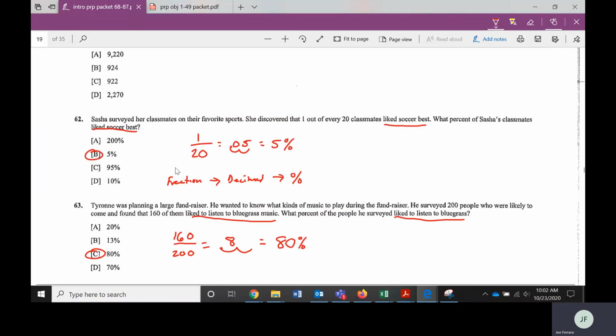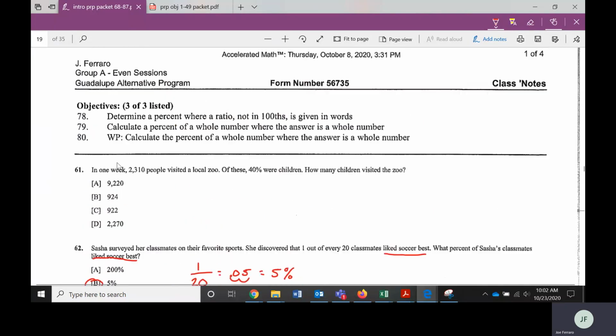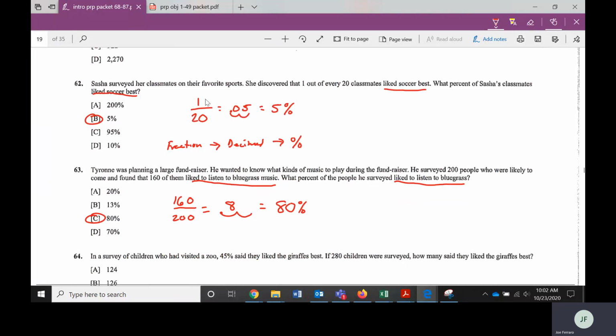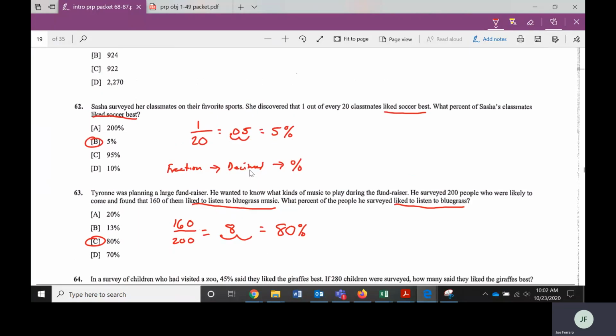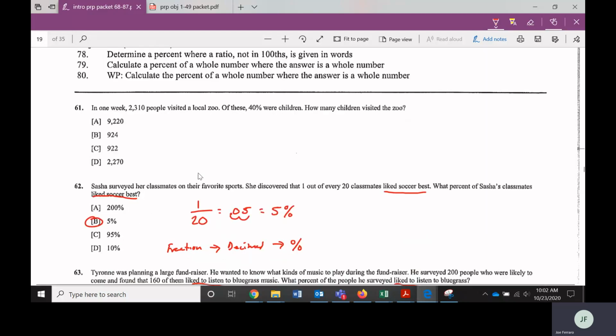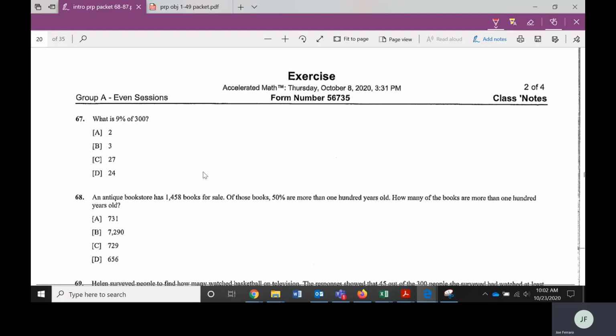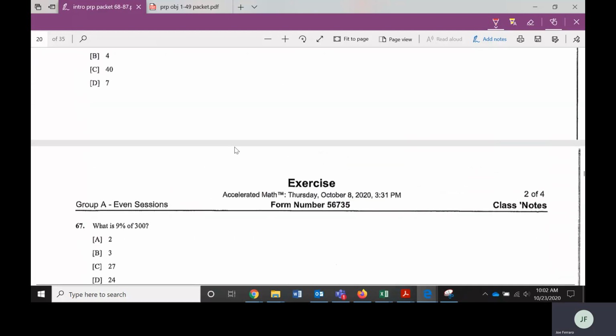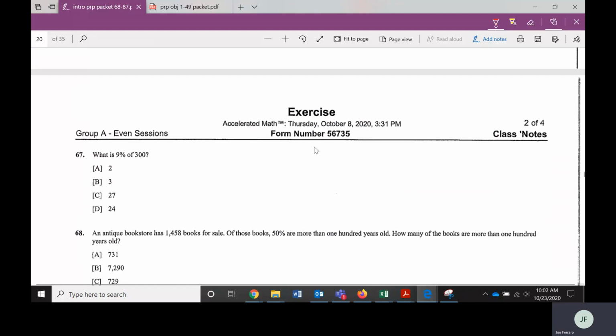Okay, so that was objective 78. So you write it as a fraction, change it to a decimal, change it to a percent. Okay, now we're going to look at objective 79, which is calculate a percent of a whole number where the answer is a whole number. So the 2 examples we're going to look at are actually on the next page. So we're going to look at 67. Okay, and I'm going to show you 2 ways to do this problem.